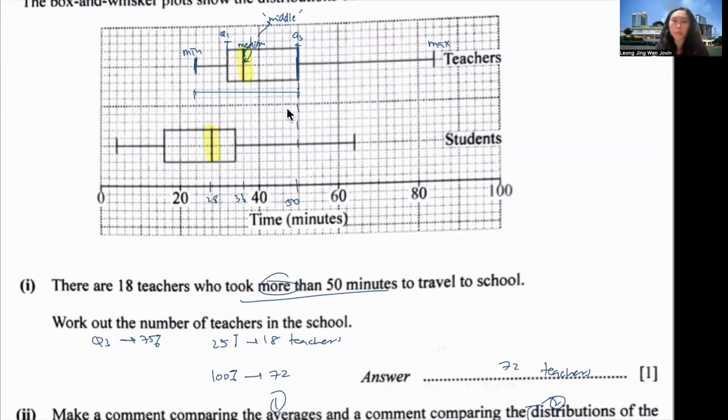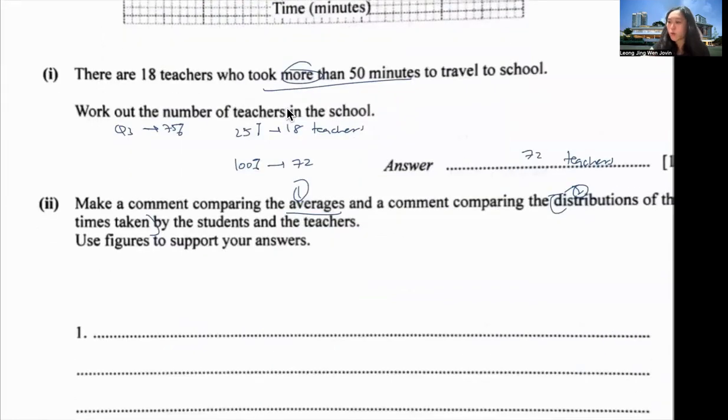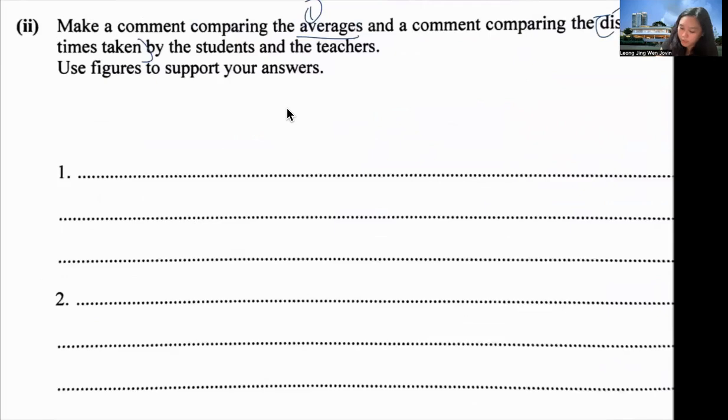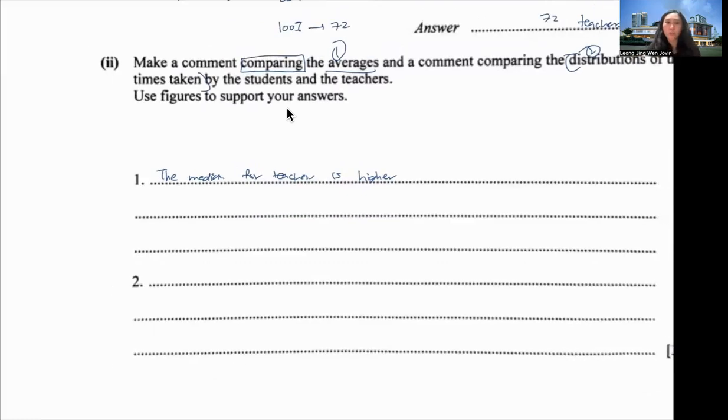Right, so based on these two numbers, you can tell who is bigger, right? So the teachers, the median for teachers is higher. Okay, so make a comparison. They ask for a comparing, so you have to compare. You have to say who is higher or who is lower. Okay, so median for teachers is higher. You can say at 36 minutes. Okay, compared to students, right?